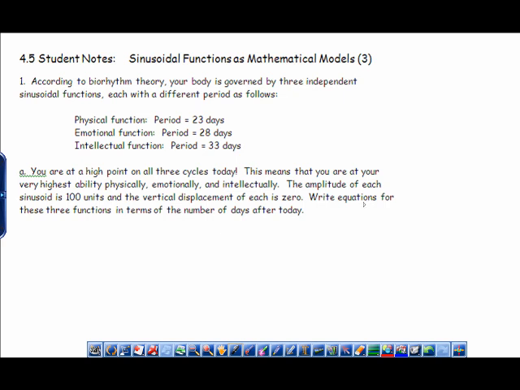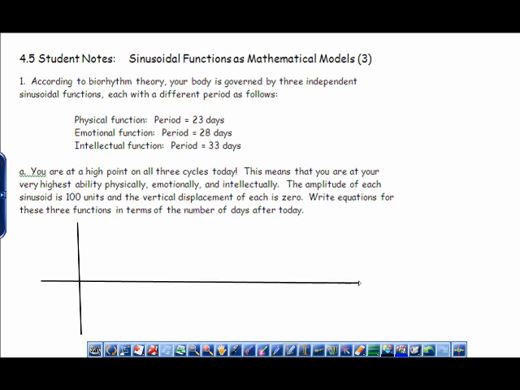It says the amplitude of each sinusoid is 100 units and the vertical displacement of each is 0. This vertical displacement, they might as well have said vertical shift or the sinusoidal axis. Write equations for these 3 functions in terms of the number of days after today. Okay, so I'm going to start by graphing them, and I'm going to do this all on one graph. It's always easier to graph and then write your equations.